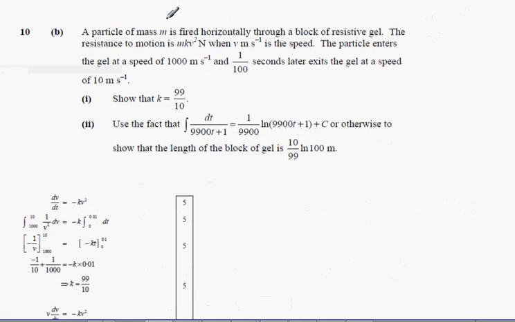A particle of mass m is fired horizontally through a block of resistive gel. So look, we have a block of resistive gel here. Then the particle comes in, gets fired, and subsequently gets slowed down within the gel. The resistance to the motion, now keyword being resistance, means negative, losing acceleration, losing speed, and it's proportional to its velocity. The particle enters the gel at a speed of 1,000 meters per second, and 100th of a second later exits the gel at a speed of 10 meters per second. Show that k equals 99 over 10.